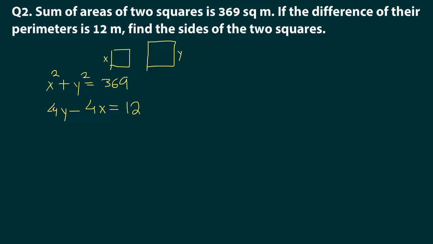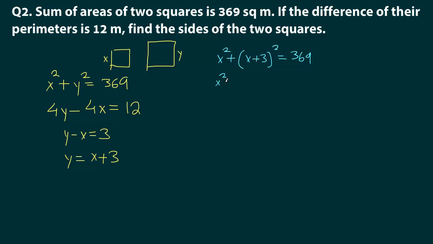Here we can take 4 common, so we get y minus x equals 3, or y equals x plus 3. Now we will replace y with x plus 3 in the first equation. So what do we get? Let's do it over here. Let's maybe change the color. We have x squared plus y squared, and instead of y we write x plus 3. So x squared plus (x plus 3) squared equals 369.